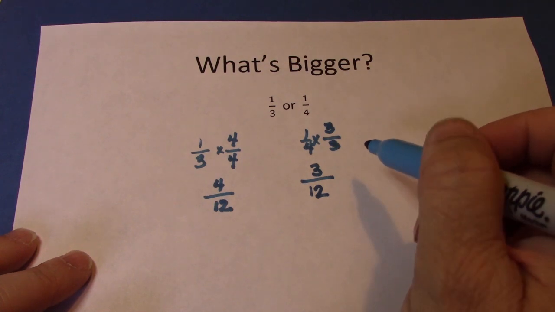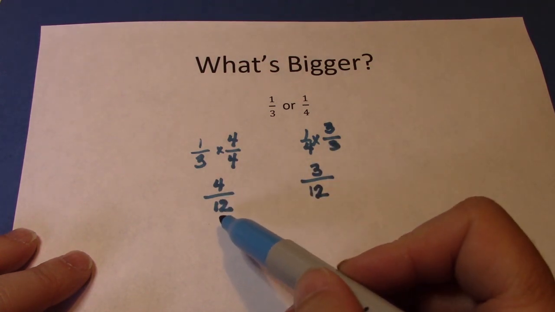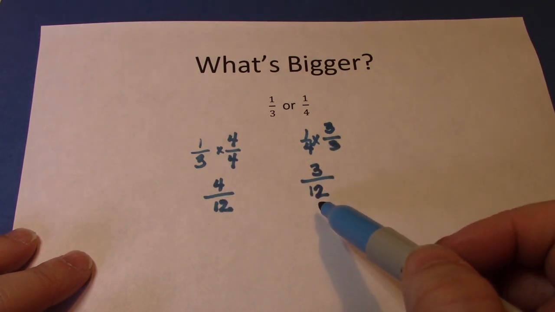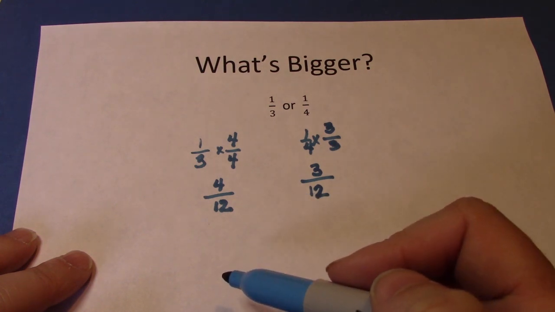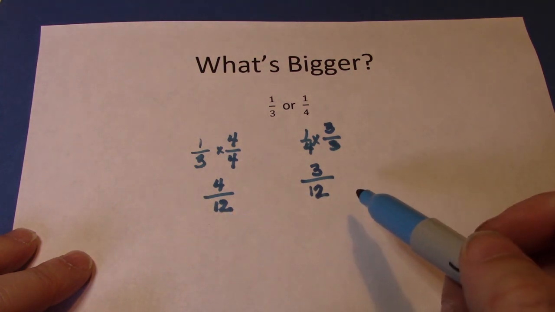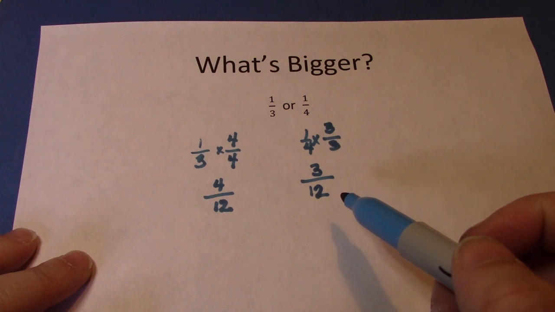So now it's really easy to see that 4 twelfths is more than 3 twelfths. If you divide a pizza into 12 pieces and you eat 4, that's more than if you'd only eaten 3 pieces of pizza.